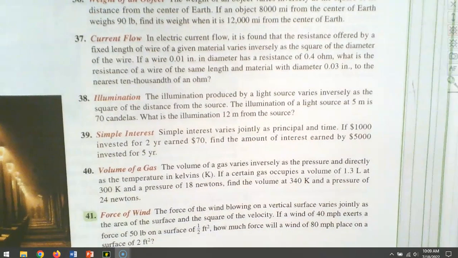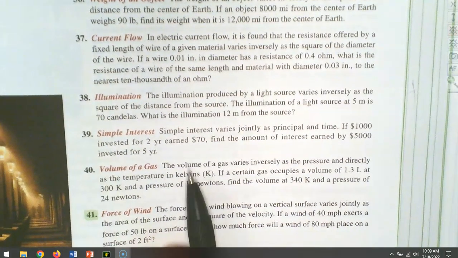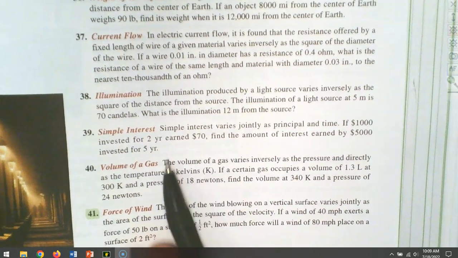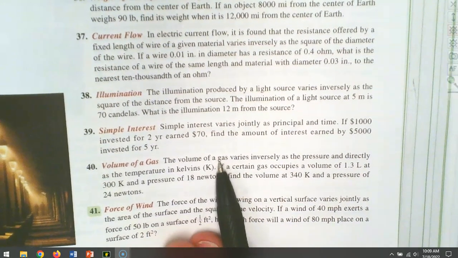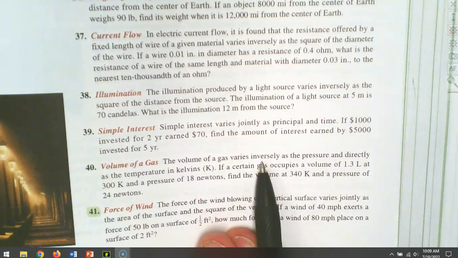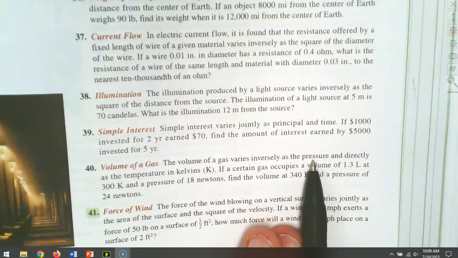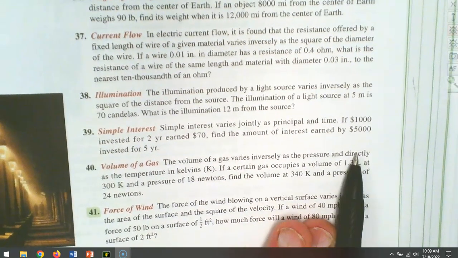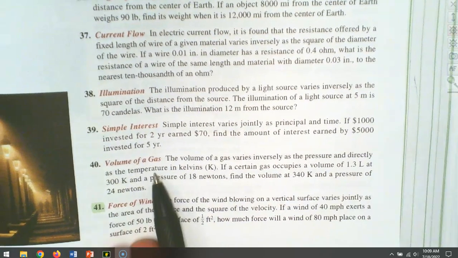Now, first thing we look at is which one's listed first. It says the volume of the gas. So that's going to be our first one, volume. Inversely means we divide, so divide by the pressure. Directly means we multiply by the temperature.